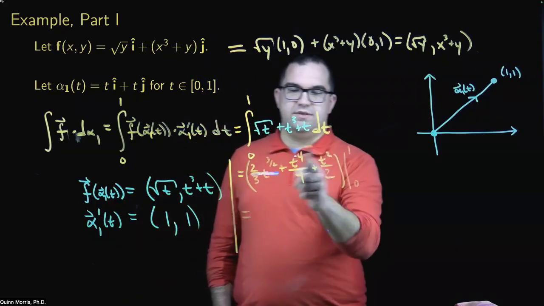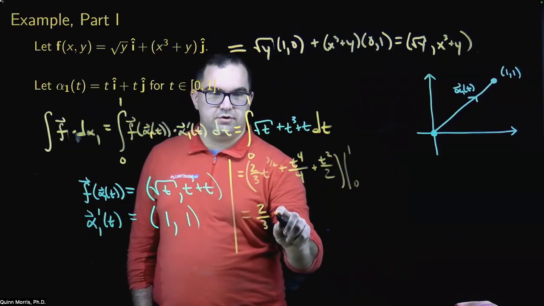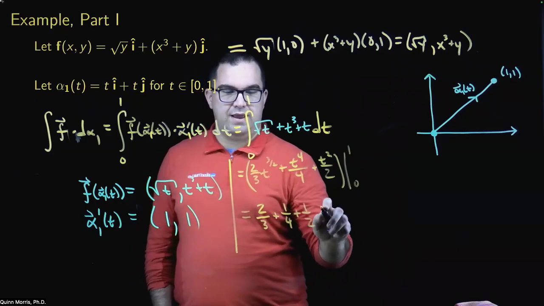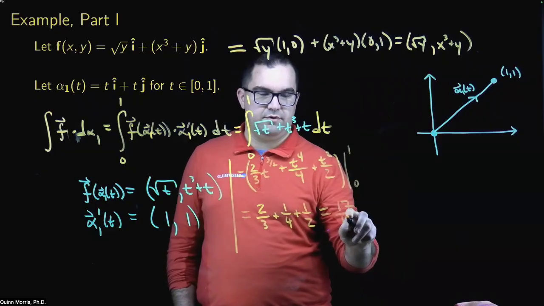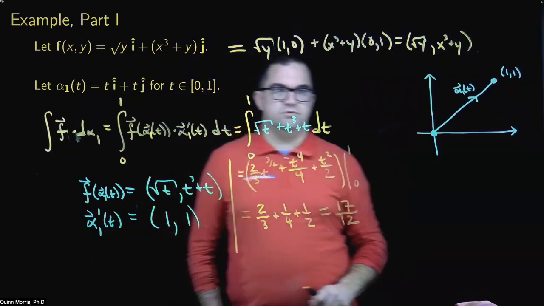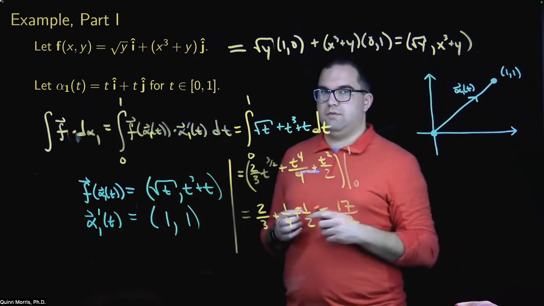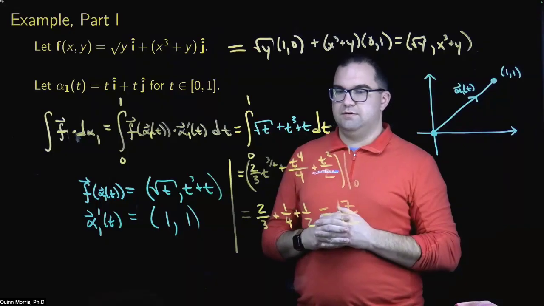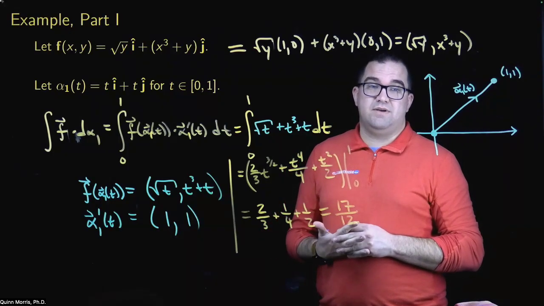Of course, when you evaluate all these at 0, you just get 0. So we're just left here with 2/3 plus 1/4 plus 1/2, which, if you do a little bit of arithmetic, gives you 17/12. So there's a nice first standard, simple example. We get 17/12. Now the question we want to ask is, what if I switch to a different path?